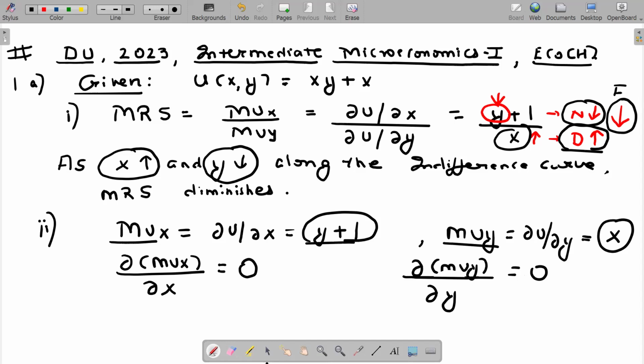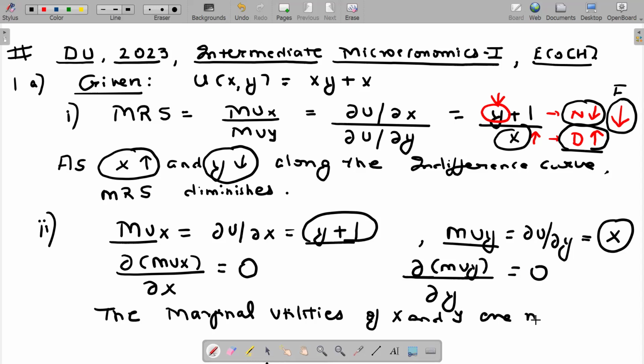So I can say that the marginal utilities are not diminishing. They would be diminishing if it was less than 0. If del MUX by del x was less than 0 and del MUY by del y was less than 0, then I would have said that the marginal utilities are diminishing. So I can say the marginal utilities of x and y are not diminishing.